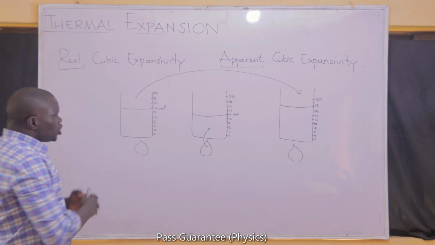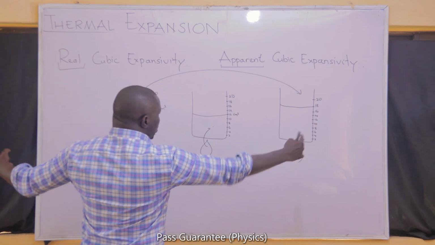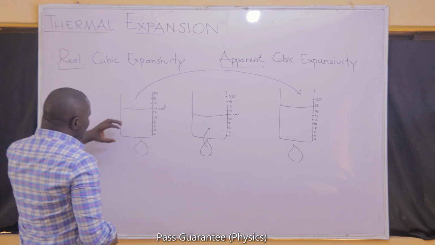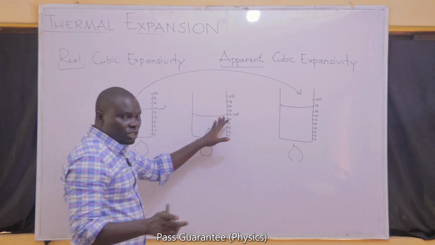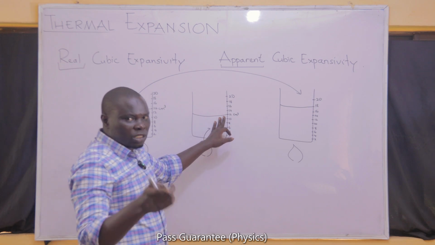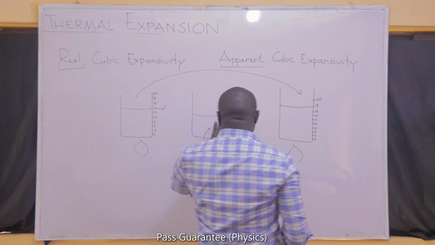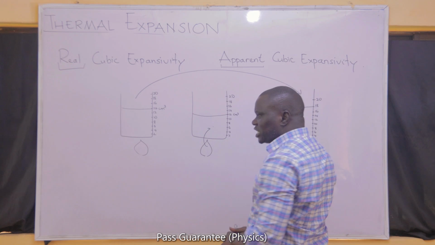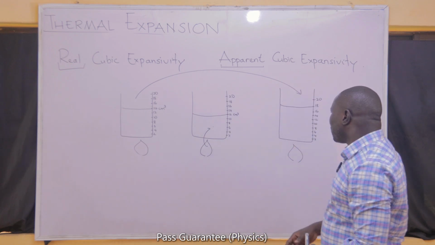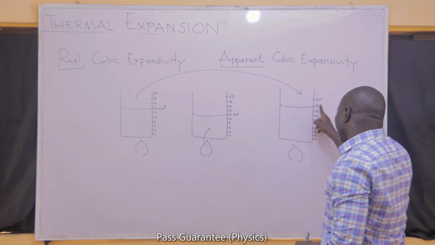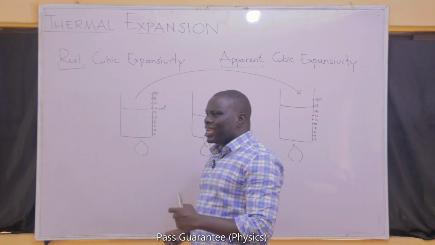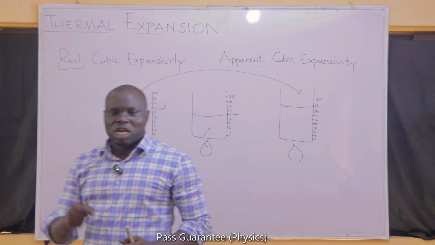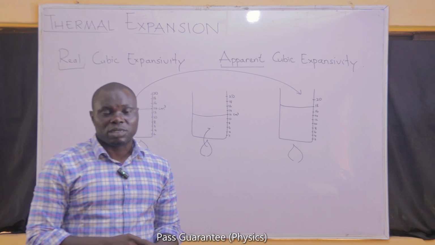But if you were there through the process, you will understand that the level of water first went down to 12 due to the expansion of the container. And when it was time for the water itself to expand, it did not expand from 14. Instead, it expanded from 12 to 18. So the expansion of that water is actually 6 centimeter cube, not 4 centimeter cube.